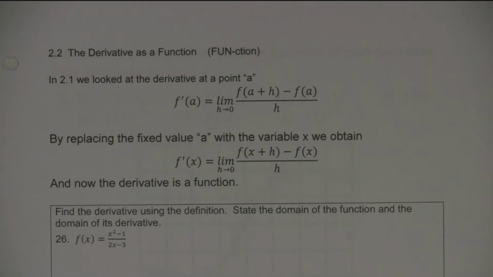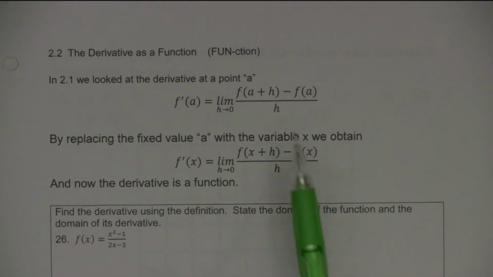So in 2.1, their focus was the derivative at a point, A. So some specific point we're finding the derivative of. And now they're saying that, well, you know what? The derivative could be thought of as a function, and that you found that would represent the derivative at many points on the curve, and then you could do things with that function.